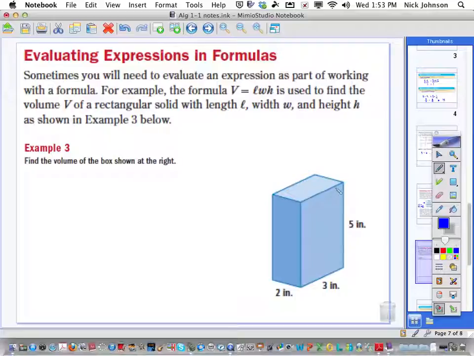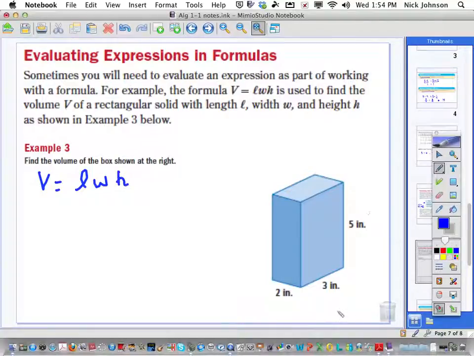Evaluating expressions. Sometimes you'll need to evaluate an expression as part of working with a formula. For example, the formula volume equals L times W times H, all those are together up here. Length times width times height, that's what that stands for, is used to find the volume V of a rectangular solid with length L, width W, and height H, as shown in example 3 below. Example 3 wants us to find the volume of the box shown at the right. So they want us to use this formula, volume equals L times W times H.